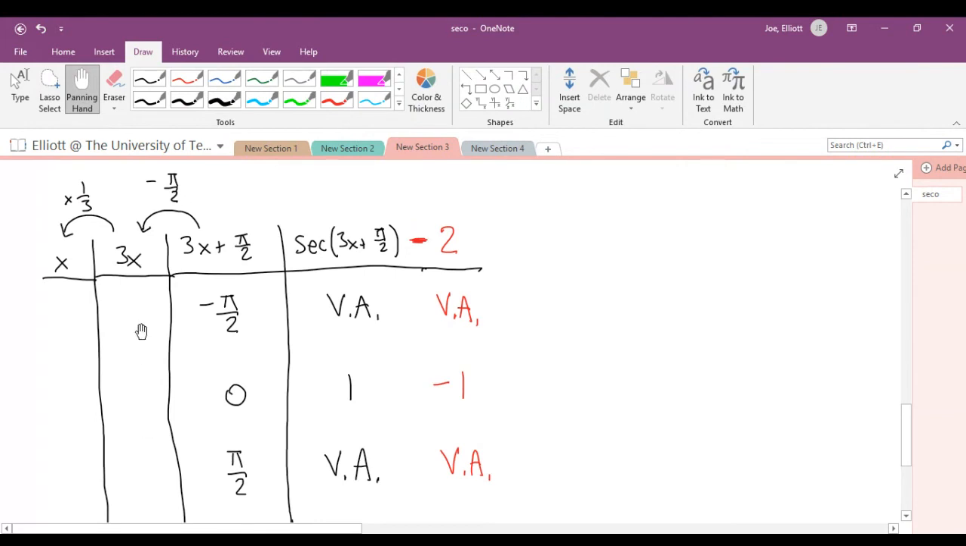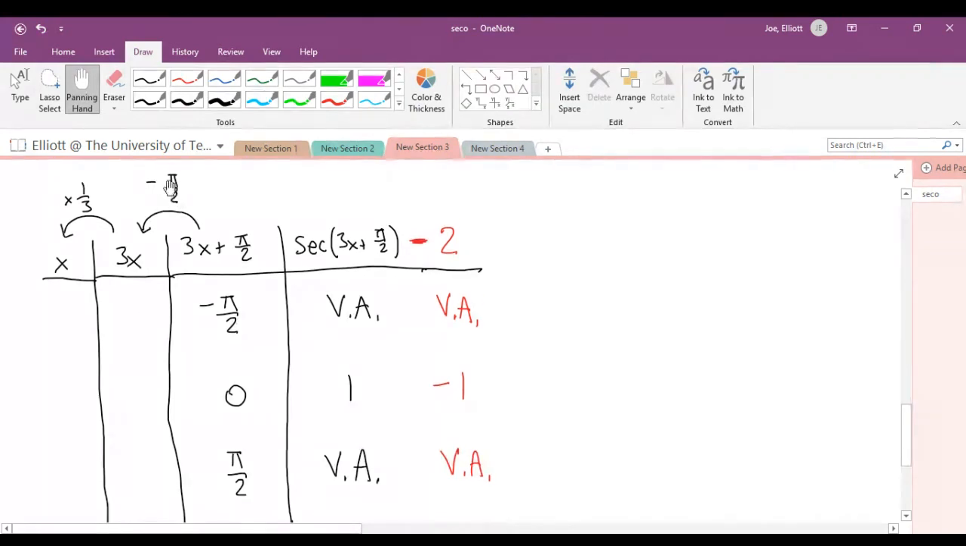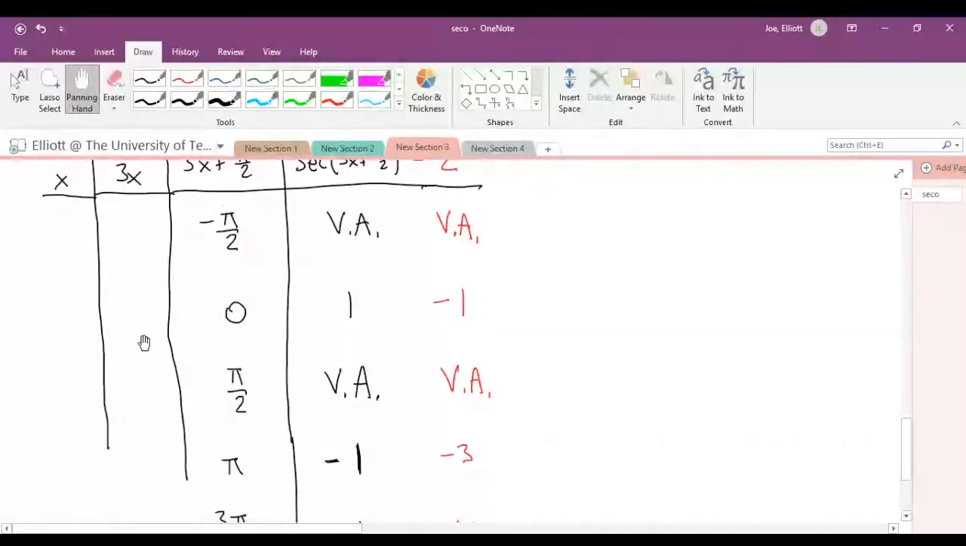We'll work with this column first. So what I'm doing here is I'm subtracting pi over 2 from every number in this column in order to fill out this column. So minus pi over 2 minus pi over 2 will be minus pi. 0 minus pi over 2 will be minus pi over 2. Pi over 2 minus pi over 2 will be 0.